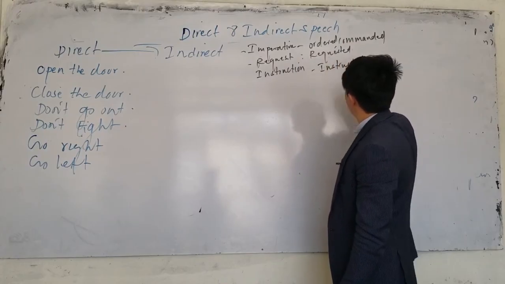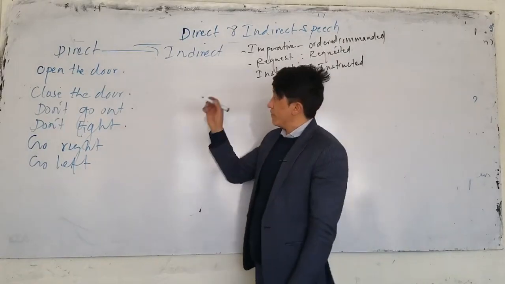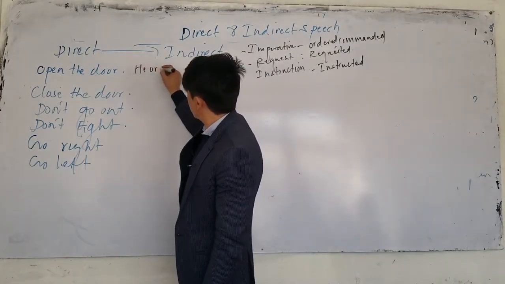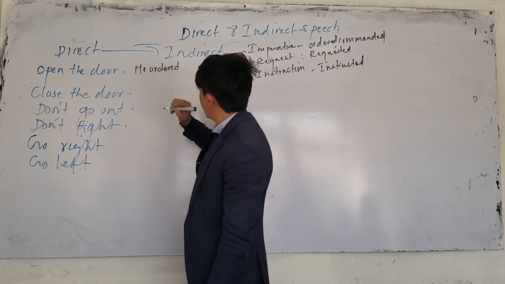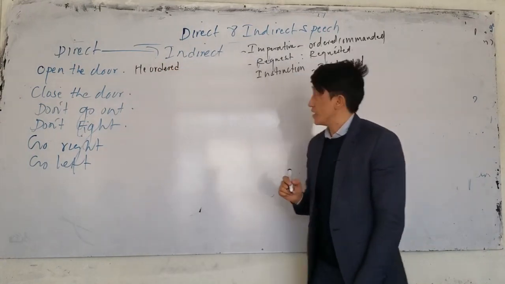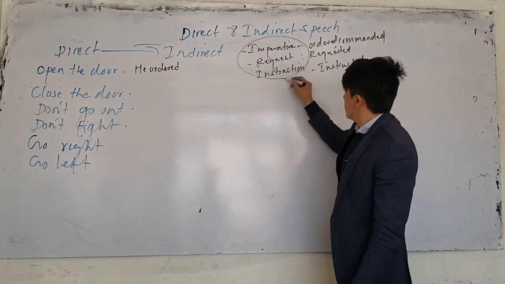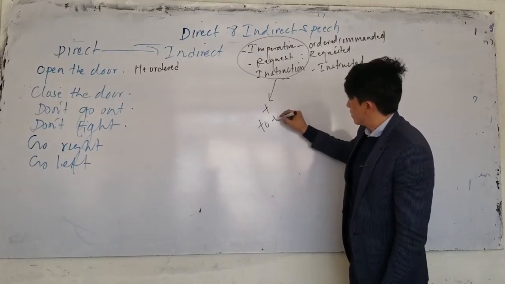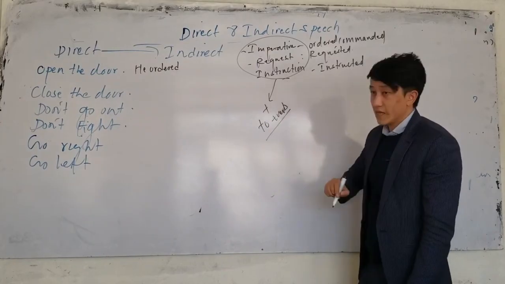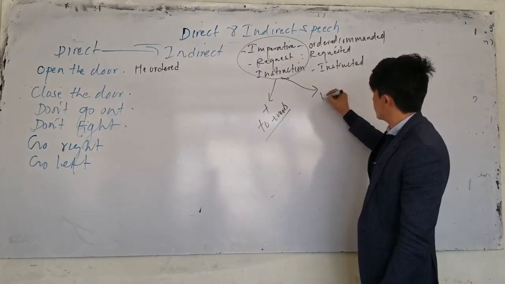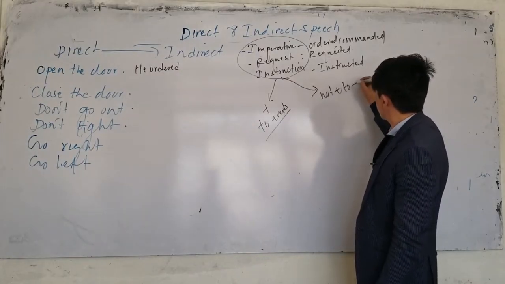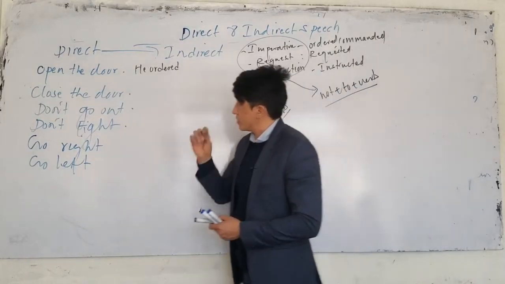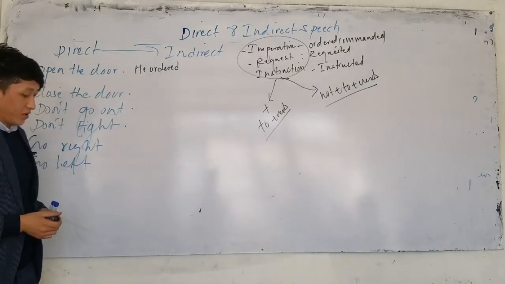Or asked. Now here, if I have opened the door, how should I say now? We can say he ordered. Now, if I want to change the imperative sentence, especially these, for positive sentences, what do we use? We use to plus verb. For negative sentence, what do we use? We use not plus to plus what? A verb. That's the way we can change it. Now, how should I change this sentence? Open the door. How should I change it now?